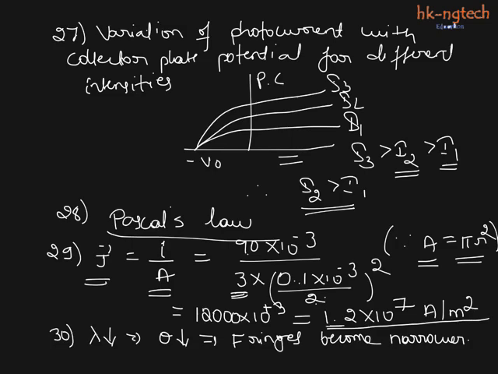30th question. In Young's double slit experiment, if yellow light is replaced by blue light, the interference fringes become. Obviously the lambda of yellow light is greater than blue light, so obviously lambda decreases here. Once the lambda decreases, theta decreases. So once the theta decreases, obviously fringes become very narrower, so therefore narrower is the answer for that.